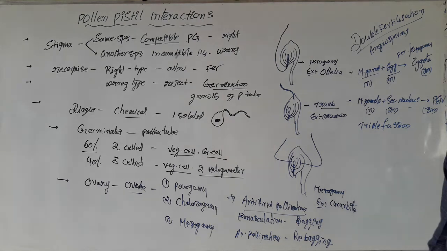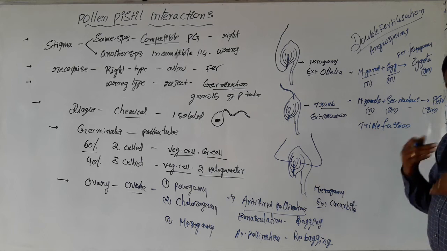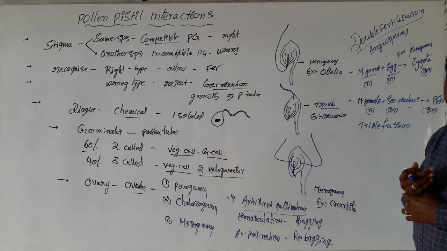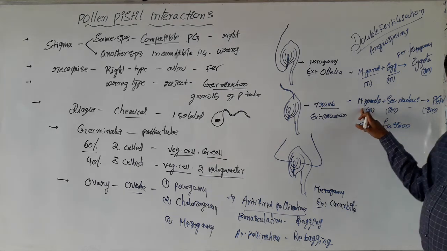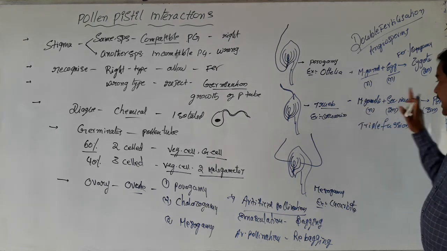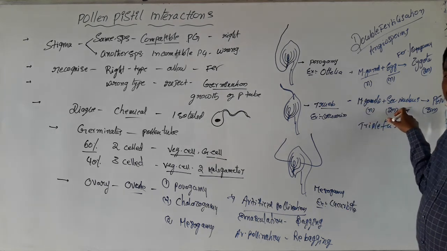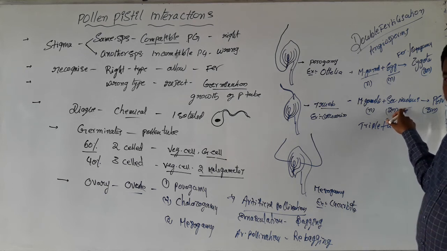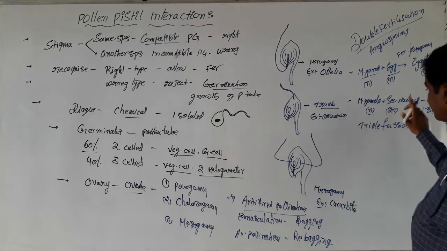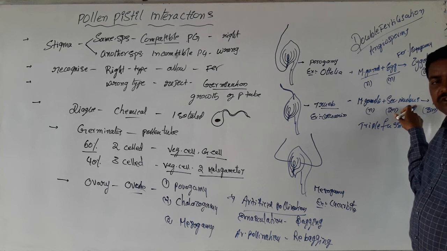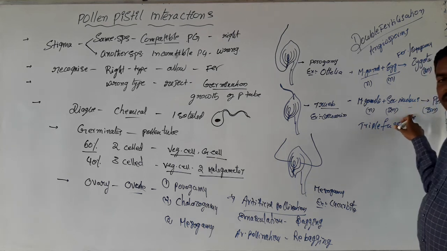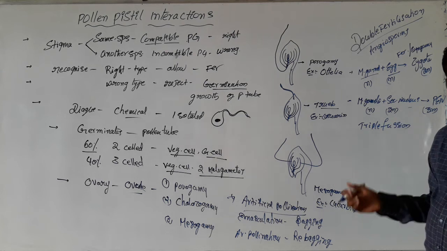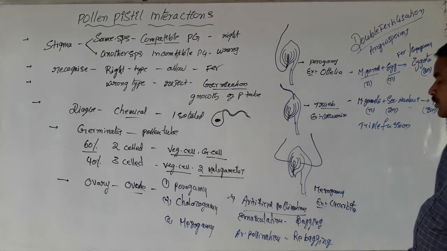Why is this considered as triple fusion? A total of 3 haploid nuclei are involved in this triple fusion. What are these haploid nuclei? One is the second male gamete and the remaining 2 are polar nuclei. The 2 polar nuclei have already fused to form the secondary nucleus just before fertilization. Now the second male gamete fuses with the secondary nucleus, leading to the formation of the primary endosperm nucleus.